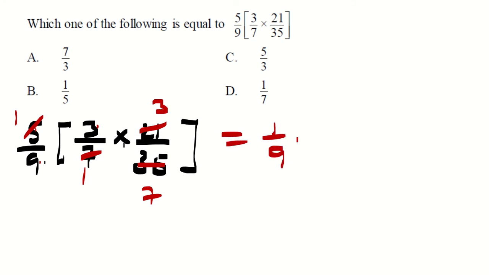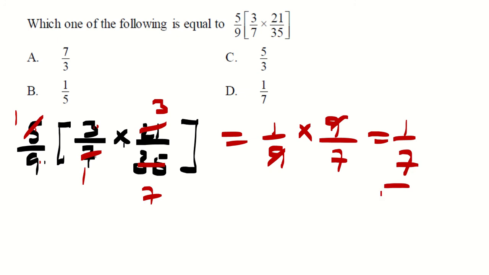1 over 9 times the bracket 1, 3 times 3 will be 9 over 7 left. Just only 7 left here. So 9 also cut. So what's left? 1 over 7. So the answer will be D.